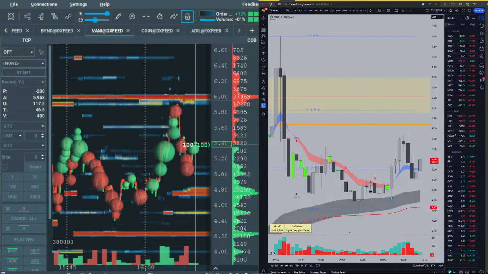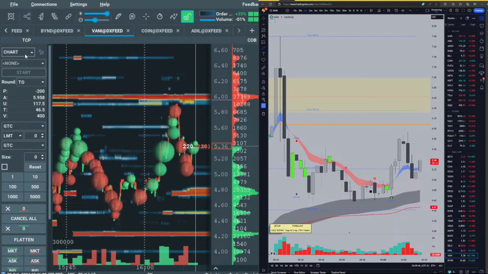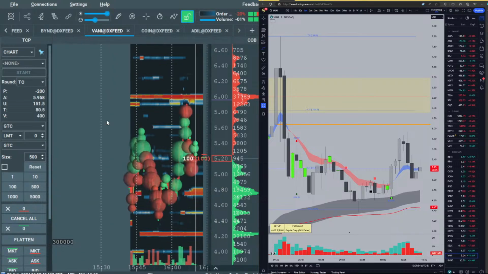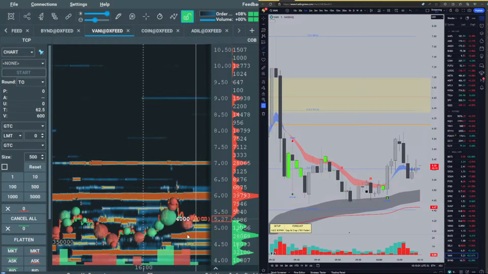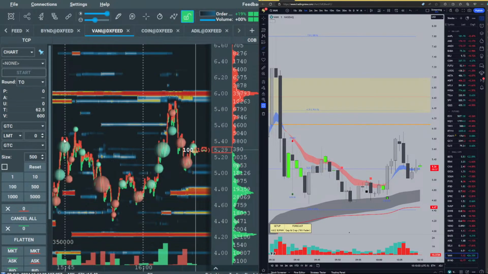It's very important also, as we can see over here, just what we did before, use chart or use DOM, or you can use both. I like chart. You can pin it over here, set your size, okay? And then, I mean, this was a Vanny that we had from before. Now we can flatten because we didn't follow. But again, you can sim and replay.